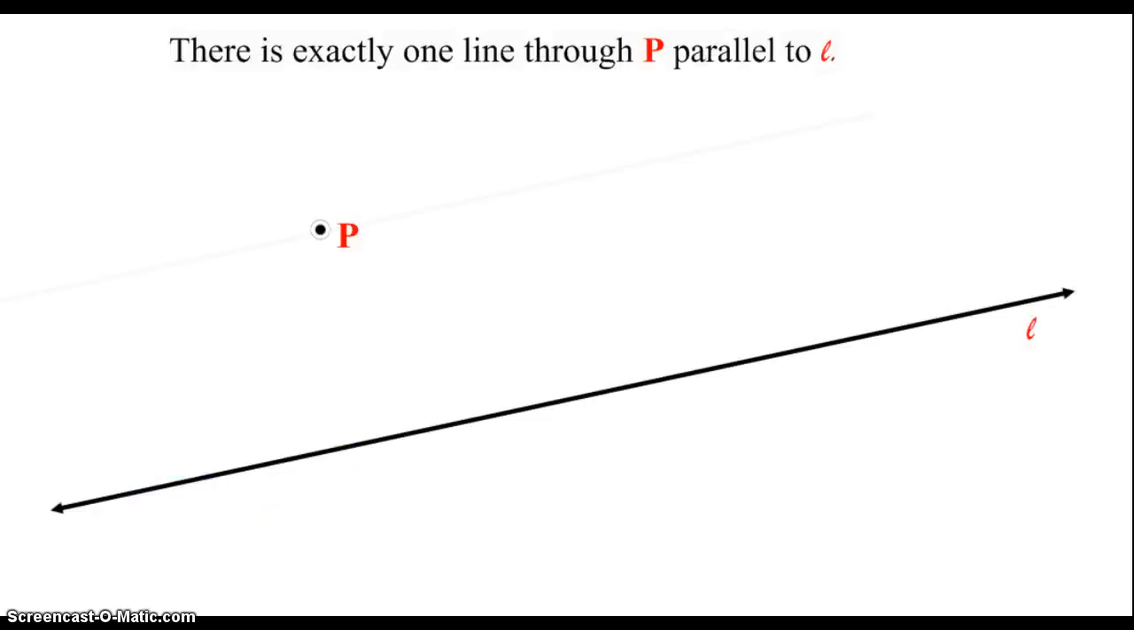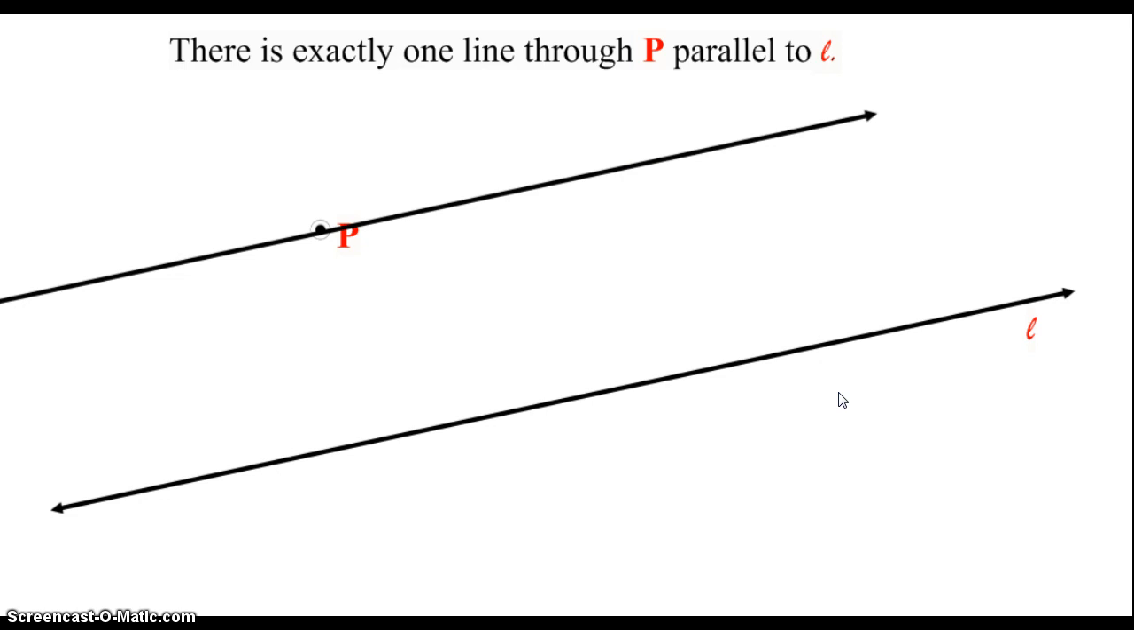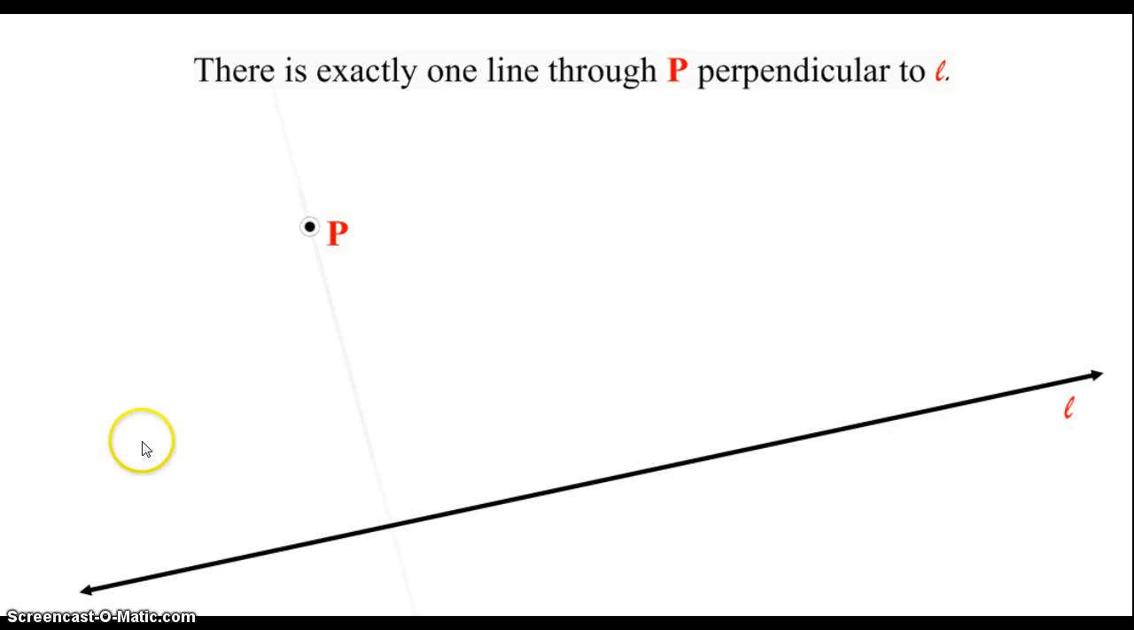The next four slides I'm going to talk about are postulates that your book talks about. And all you have to do is just kind of understand this postulate, that if there's a point somewhere in space and then there is a line, there is exactly one line through point P that is parallel to L. So that's it. There's exactly one line through P parallel to L. If there is a point P somewhere in space and a line, there is one line that is perpendicular through P and perpendicular to L.